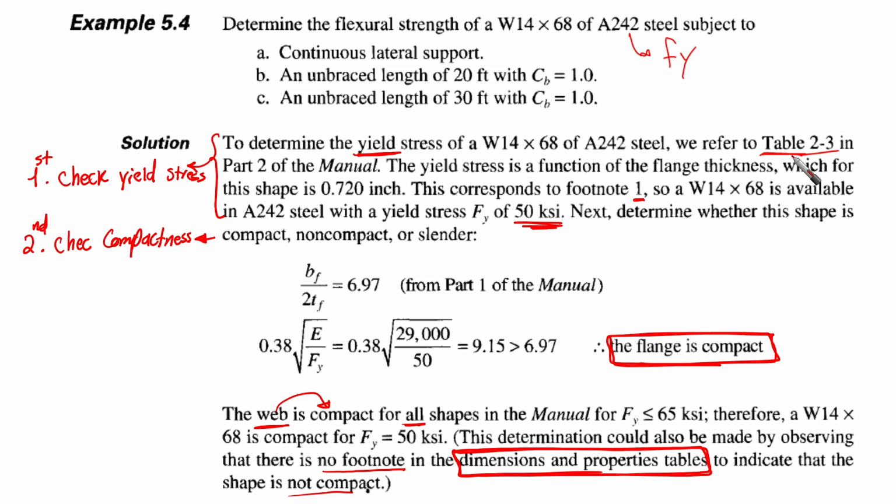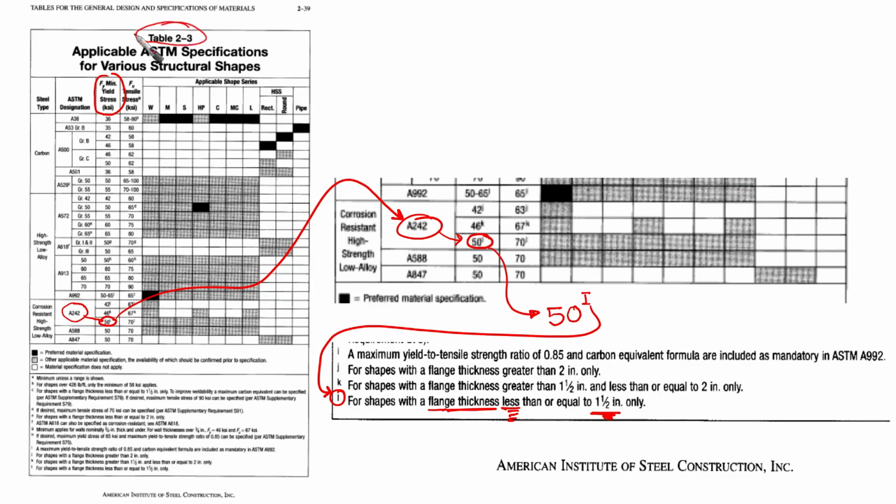So the yield stress for this is a function of the flange thickness, which for this shape is 0.72. This is from the dimensions and properties table. For our cross section, you can find that the thickness of the flange is 0.72. Then when we go to this table here, this is Table 2-3. We have already explained it before. You are going to find A242 here. I magnified it here. Then you're going to find Fy, this column. You're going to find different types of Fy.